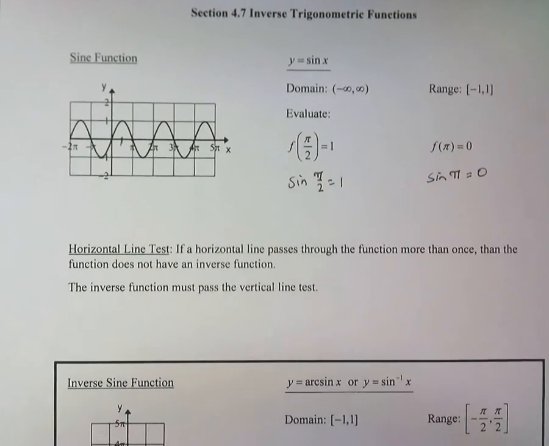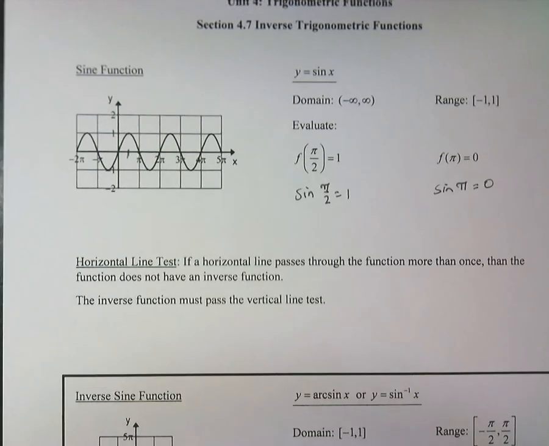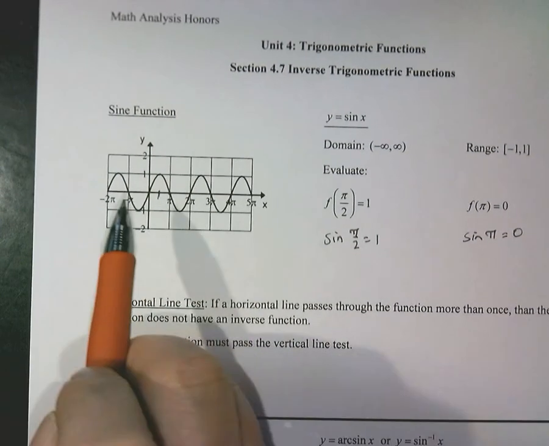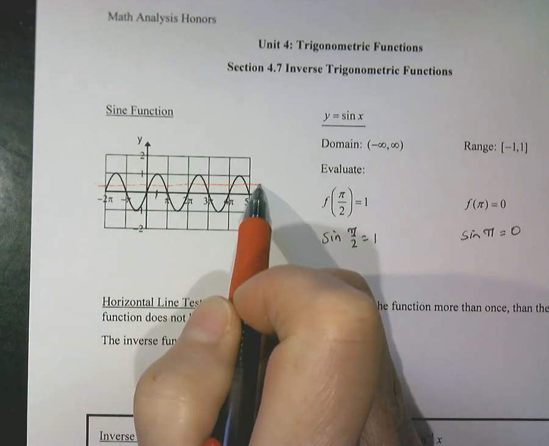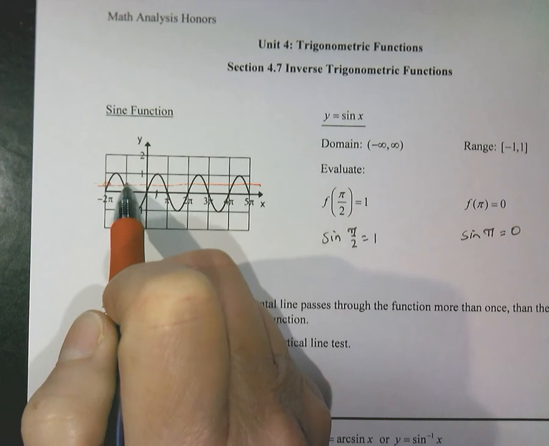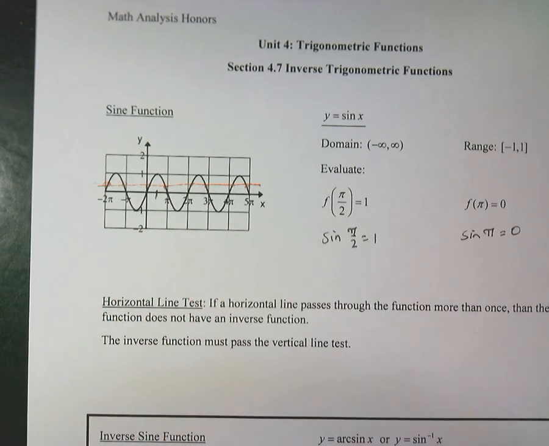You've all heard of a vertical line test. Well, for inverse functions, we have a horizontal line test. And what happens here on a horizontal line, if I were to run a horizontal line through here, what happens is it crosses this function in more than one place. So that means that function cannot have an inverse function unless I make some changes.